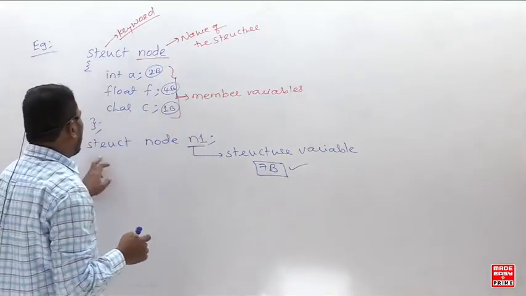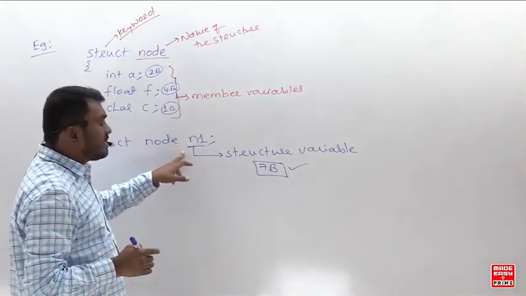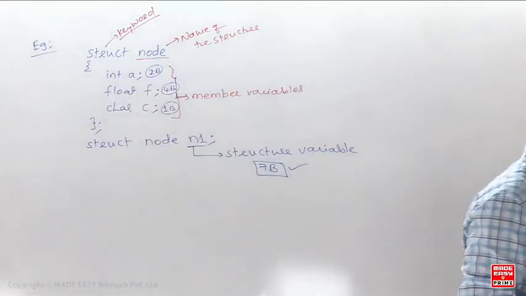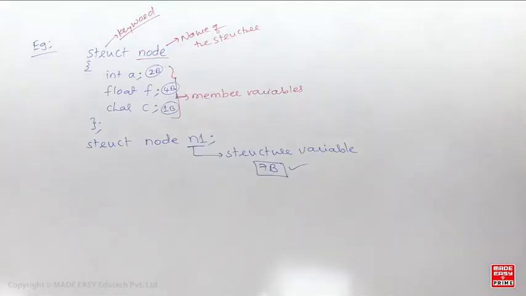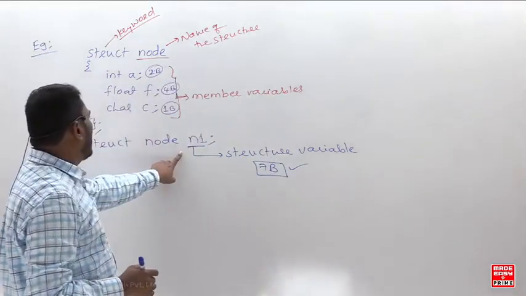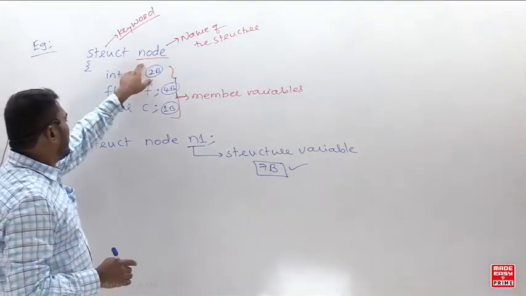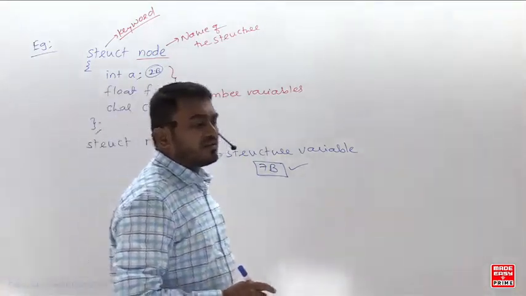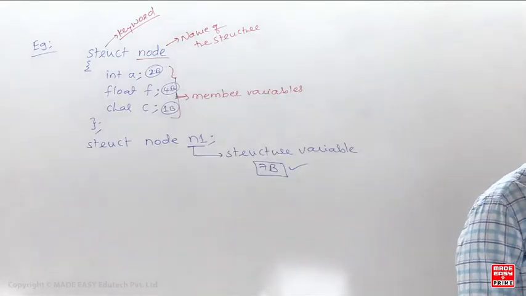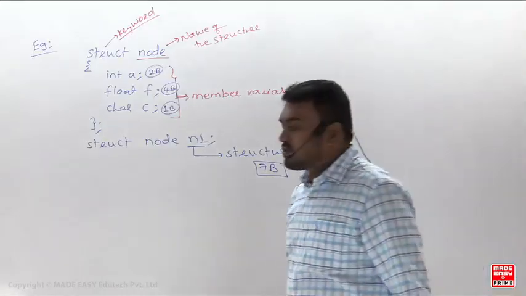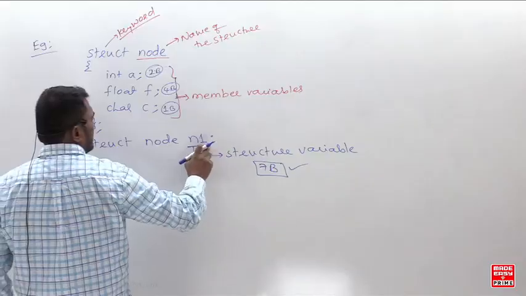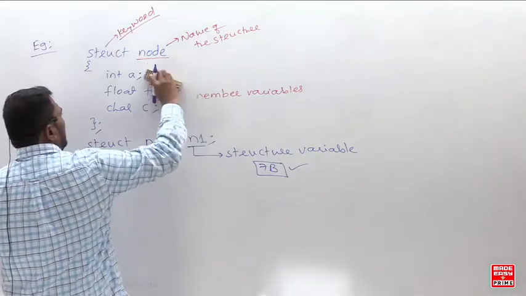Is that clear? Structure node n1. Structure node is the name of the structure, and n1 is called a structure variable. Everything should have clarity. So copy this: structure node n1. Terminology is important. These are called member variables, and this is called a structure variable.